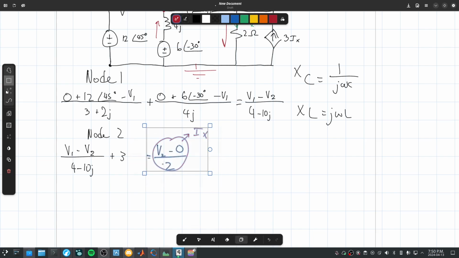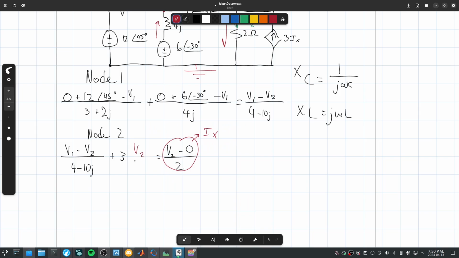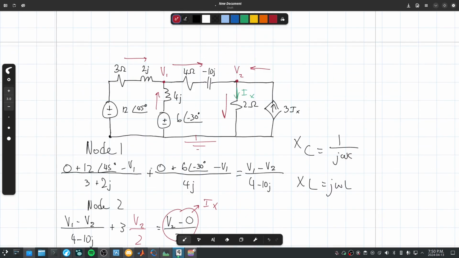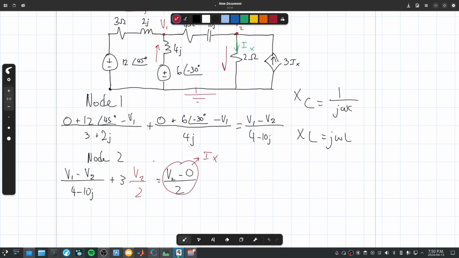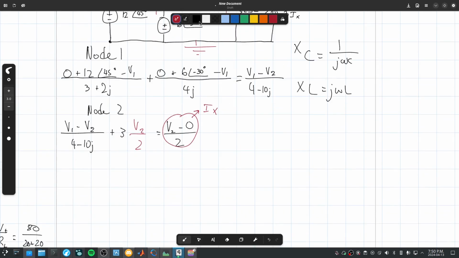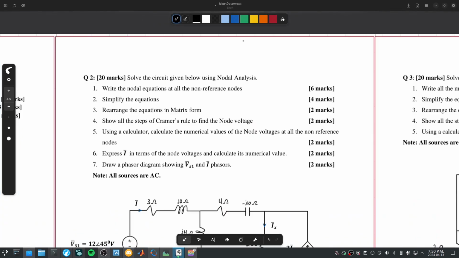So we can actually just replace Ix with this equation, V2 over 2. Isn't it negative j over...? It is the same thing. 1 over j is equal to negative j. So now we've actually done part 1. 6 marks. Simplify the equation.